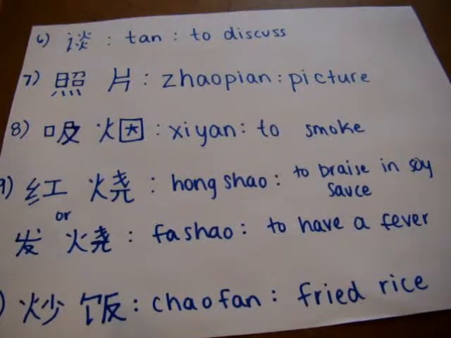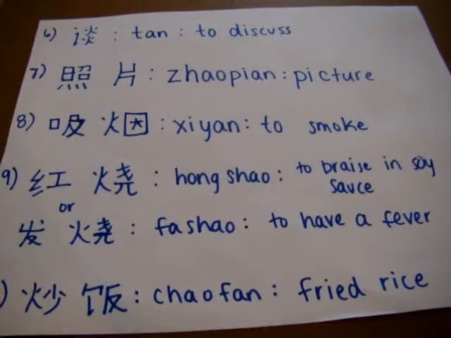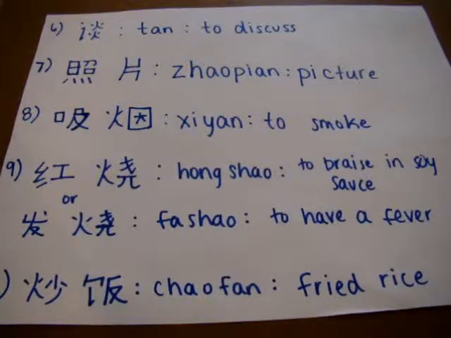Hong shao and fa shao both utilize the character shao, which is to burn, basically. Hong shao means braised in soy sauce, where hong means red and shao means to cook, so red cook. Also, fa shao means fever, and fa and shao put together is basically like body heat, or a higher temperature of the body. And then the last one, my personal favorite, chao fan, fried rice. Here, chao means to cook or fry, and fan means food, but in this case, it means rice.